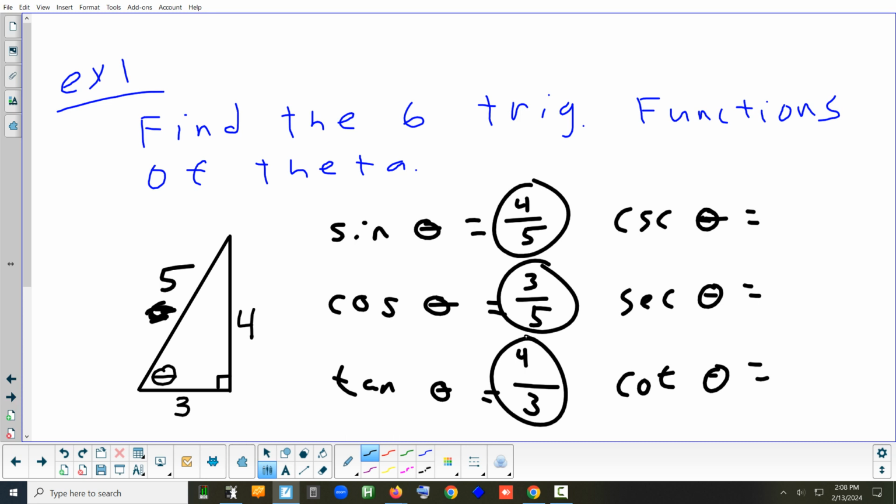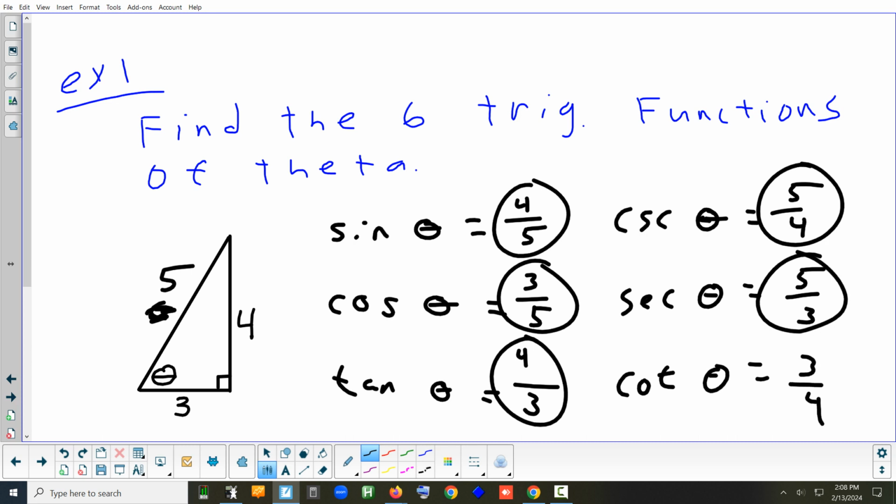Now, once we have the three on the left, we know the three on the right, we just take all of these and do what? Okay, we just flip them. So what's the cosecant? 5 over 4. The secant? 5 over 3. And what about the cotangent? 3/4. And we've answered the question. Those are the 6 trig functions of that angle.